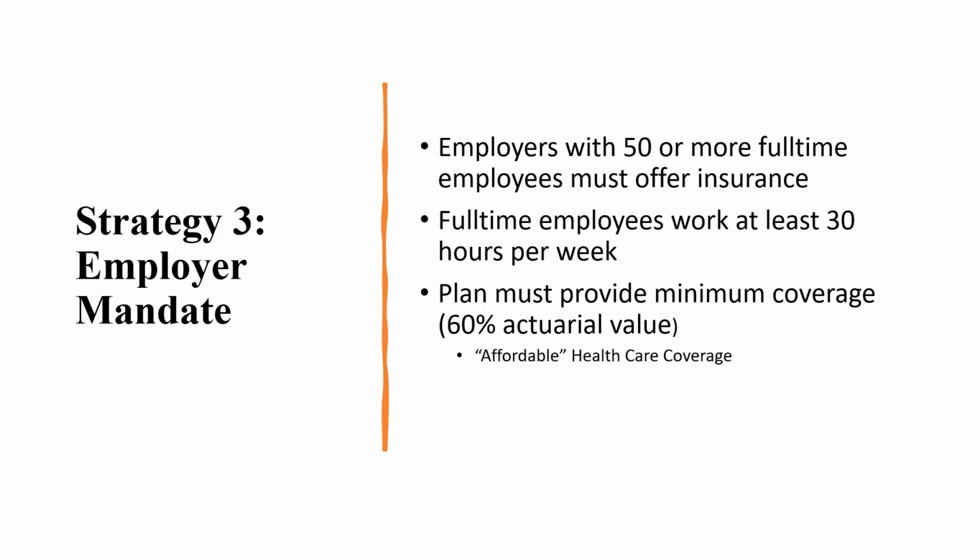So the third strategy was the employer mandate. And the employer mandate, as the name suggests, requires employers, but only those with 50 or more full-time employees, to have insurance or to offer them insurance. And a full-time employee is defined as one that works at least 30 hours per week. And the plan must provide what is known as a minimum coverage that equals 60% of actuarial value. And we'll talk about actuarial value on the next slide.